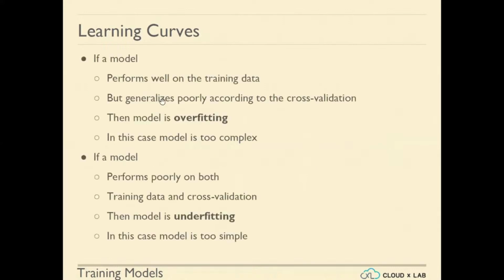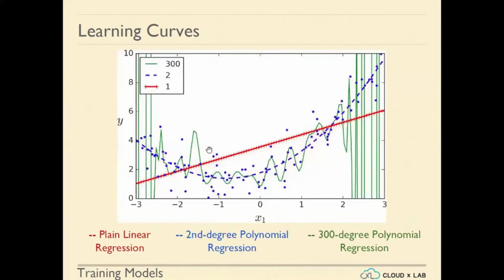So if the model performs well on the training data, which means the training error is very less, or the training accuracy is very high, but the test error is high or the test or validation performance is poor, then the model is overfitting. Overfitting means we are using too complex a model. Data is not that complex, and we are using a too complex model. For example, here the data is not so complex, and we are fitting a 300 degree polynomial, right?